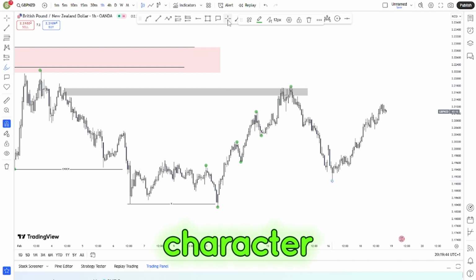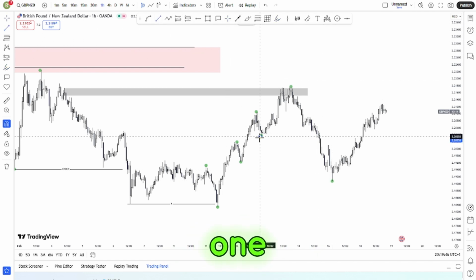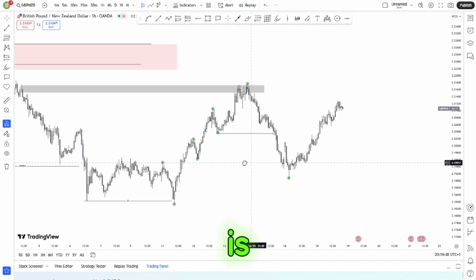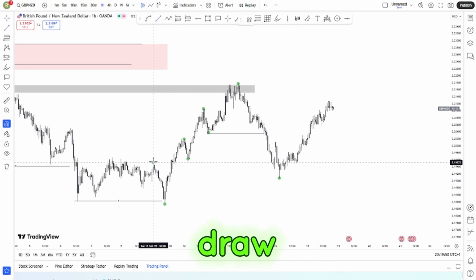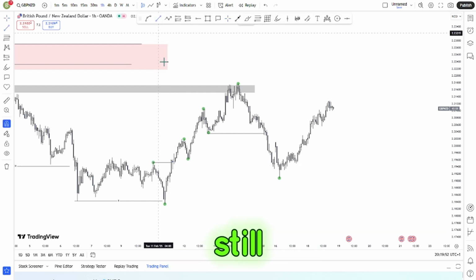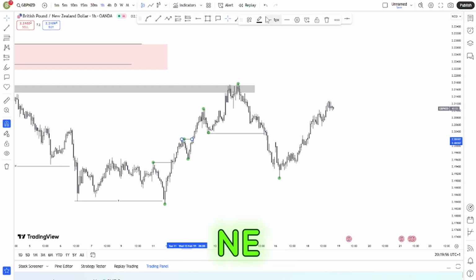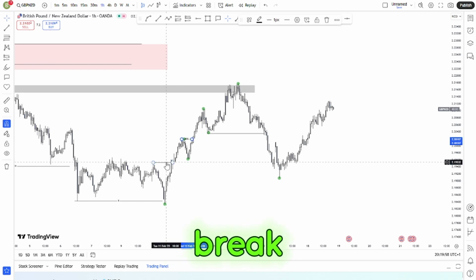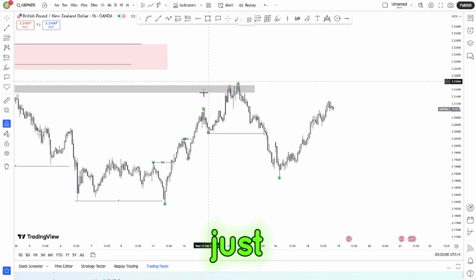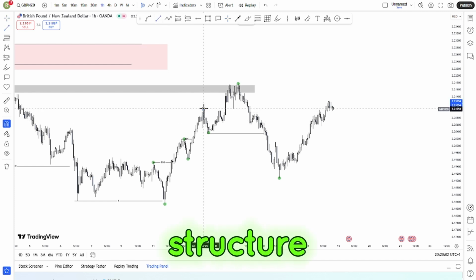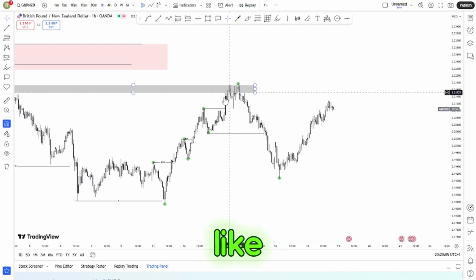Then this is a change of character right there on the 1 hour time frame. So this is a change of character, and we can draw the internal breaks of structure, so that you can understand how the market moves. So the break of structure to the top, break of structure to the top, just like that, another break of structure to the top, just like this.